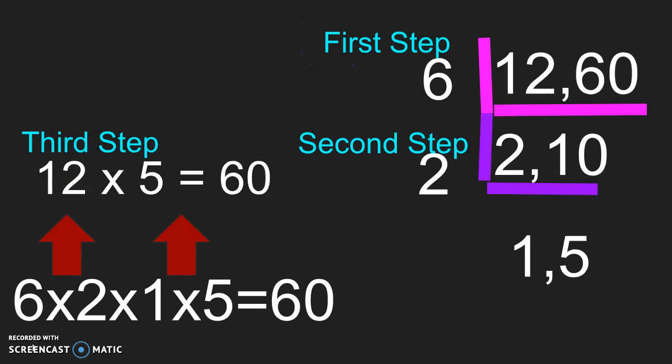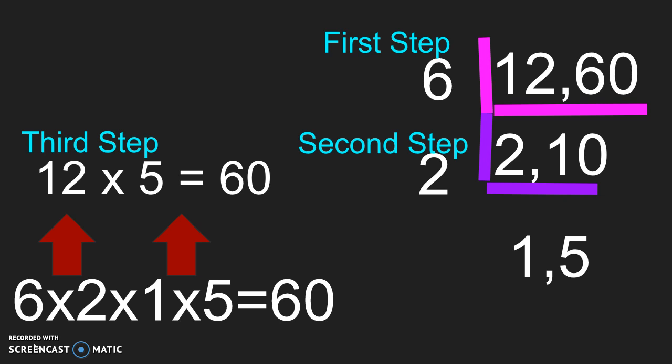If you have, look at this, 12 and 60 divided by 2 and 10. Can you divide 2 and 10? Is there another number that you can divide by? Yes, you can. 2 divided by 2 is 1. 10 divided by 2 is 5. So you have to multiply.